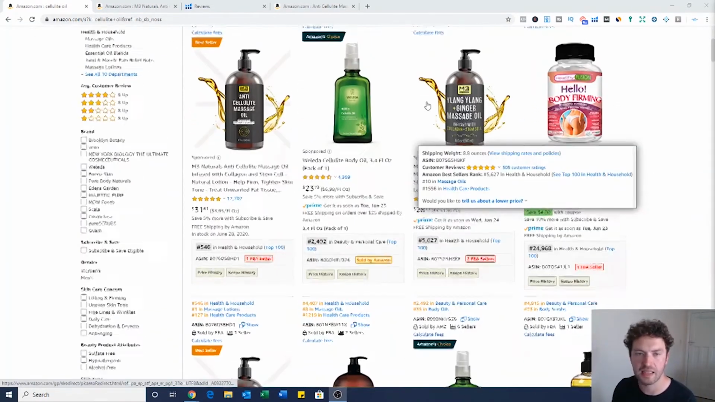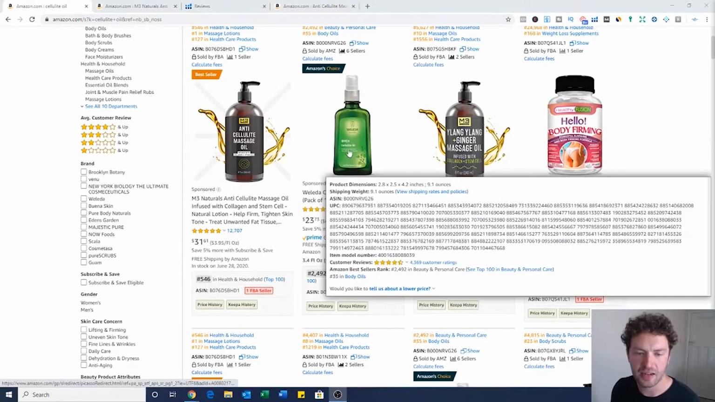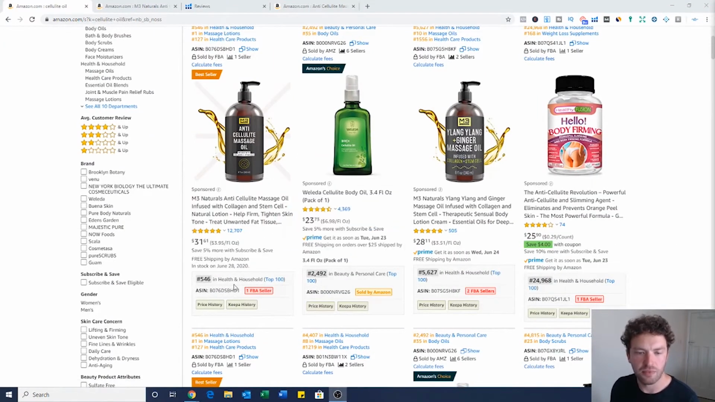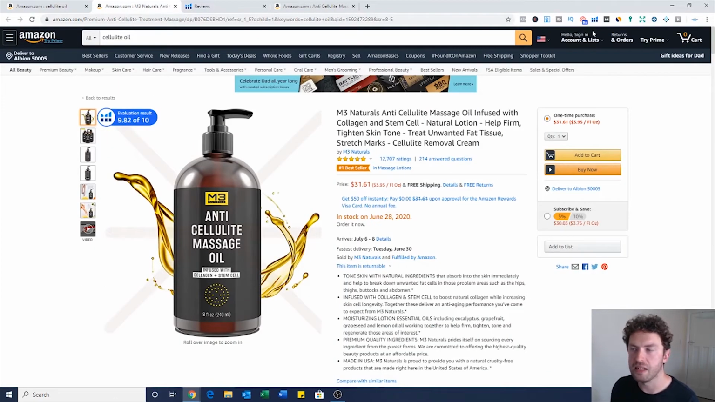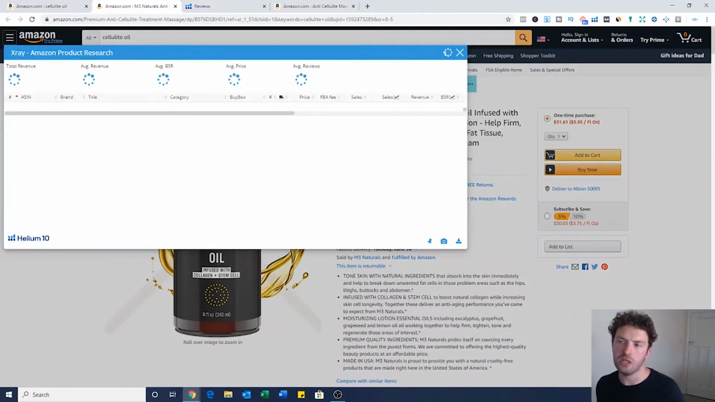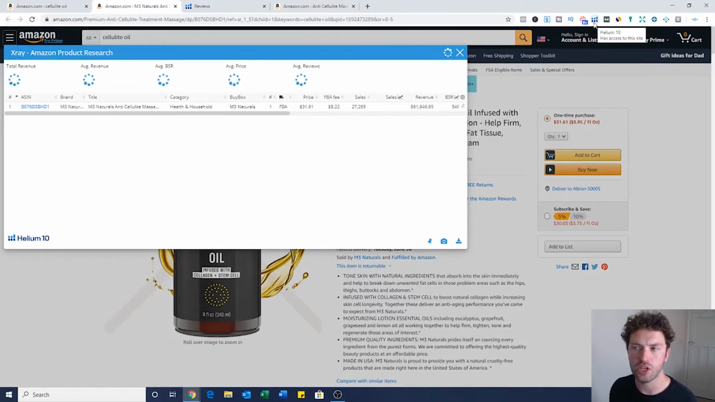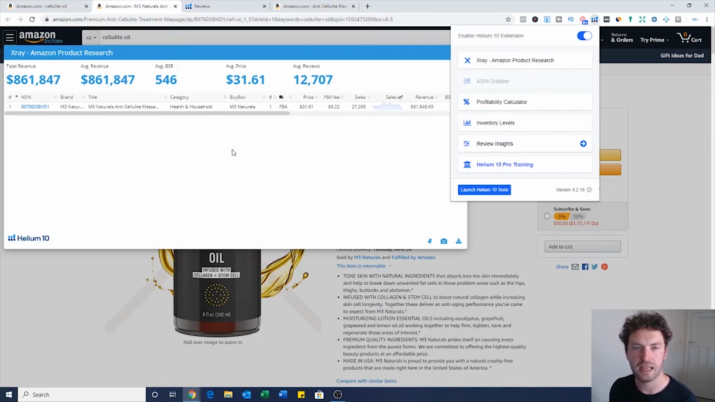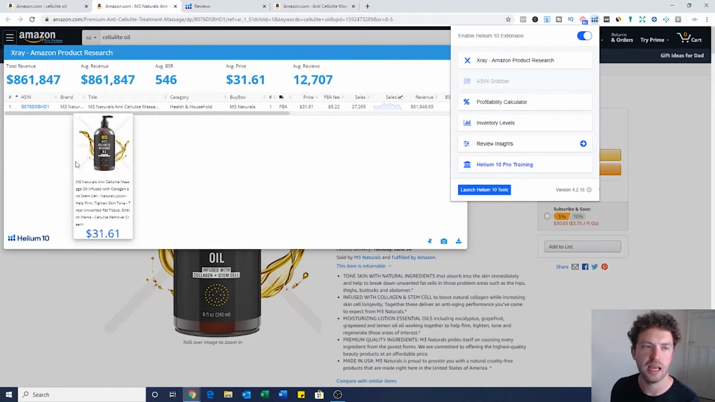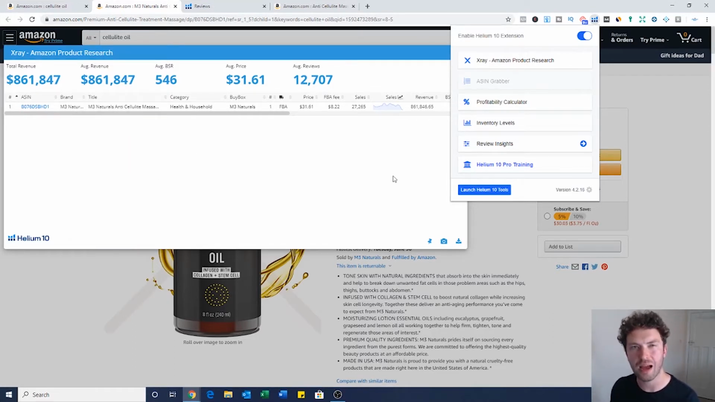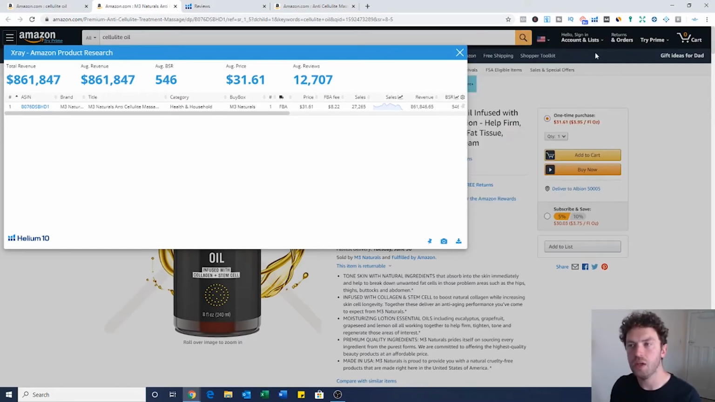Now, this is the product that we're looking at, and as you can see, it is number 546 in Health and Household, $31, and yeah, it's doing an insane amount of money on a monthly basis. So using the Chrome extension that I always use, which is Helium 10, I have used one of their tools here called X-Ray, and it has told me that this one listing is doing $861,000 a month. Yeah, I know. Absolutely insane.